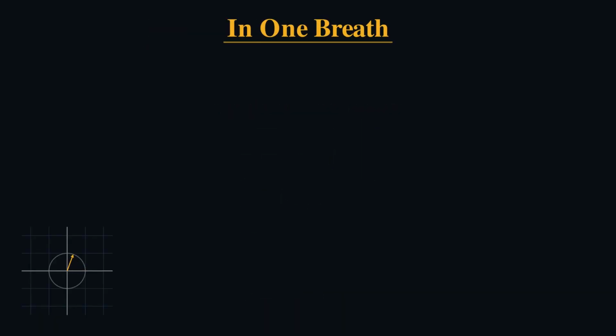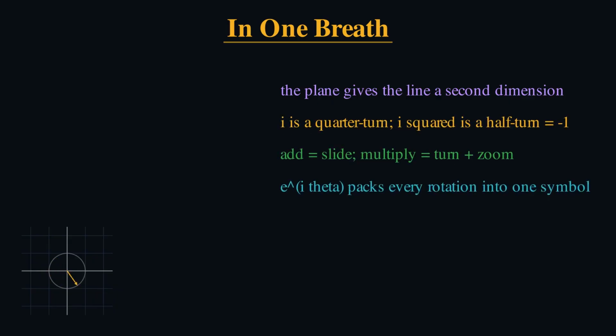In one breath, a second axis turns the line into a plane. i is a quarter turn, so i squared is a half turn, -1. Adding slides, multiplying turns and zooms. e to the i theta packs every rotation into one symbol. Imaginary numbers are not fake. They are how machines spin.